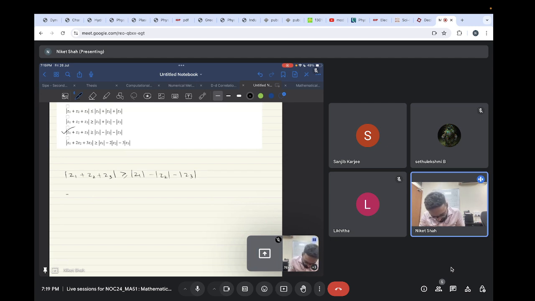So let me define a complex number z, which is just z1, and I'll define another complex number z prime, which is z2 plus z3. Using triangle inequality on these two complex numbers, what I get is mod of z plus z prime is greater than or equal to mod z minus mod z prime, the second form, the second part, right?